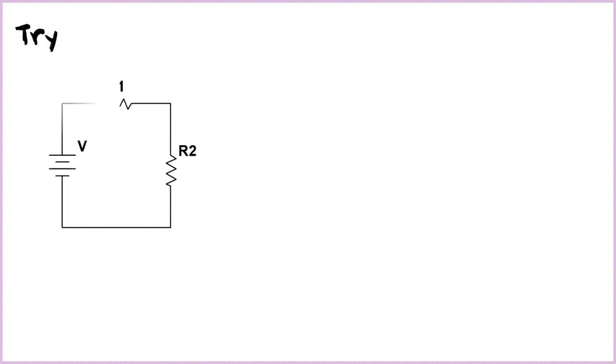So you can try on your own. We just replace the voltage source with 12 volts, R1 with 4 ohms, and R2 with 2 ohms. You can pause the video and continue playing after you have solved the series circuit.